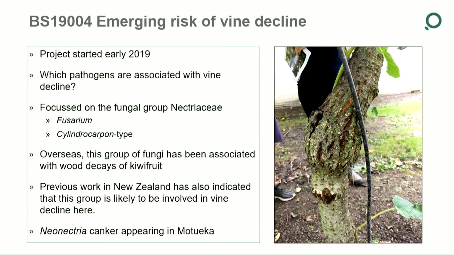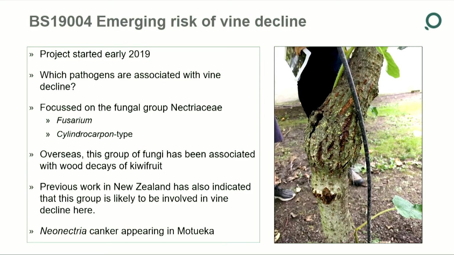So at the time, we were calling this vine decline, and so we started a project at the beginning of last year called Emerging Risk of Vine Decline. And this was really to discover which pathogens were associated with that vine decline. Now at the request of Zespri and KVH, we focused on the fungal group Neonectria, which largely consists of fungi with anamorphs, asexual states of Fusarium and cylindrocarpin types.